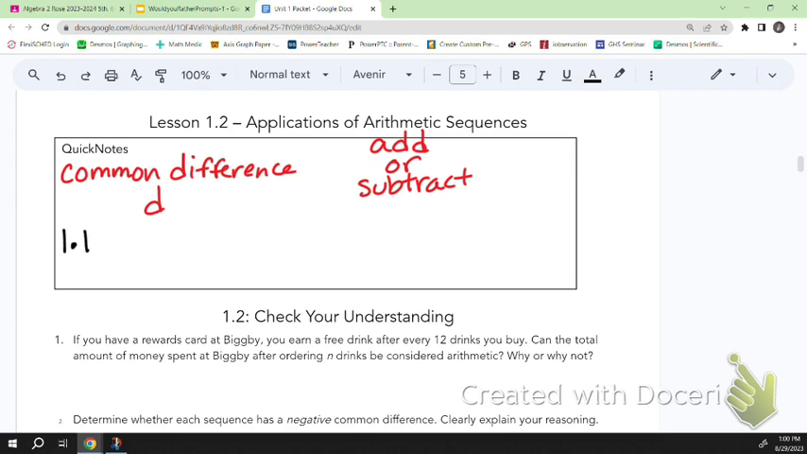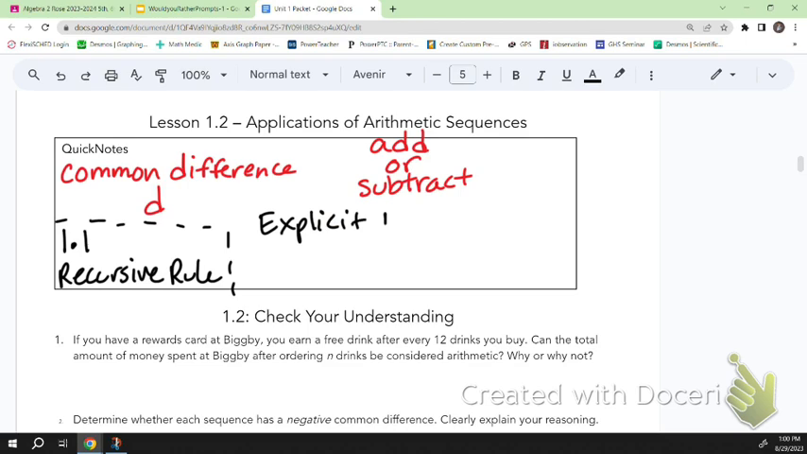In lesson 1.1, we talked about a recursive rule or equation. Today, we're going to talk about an explicit equation or rule. So we've already written recursive rules for arithmetic sequences. Today, we're going to add an explicit rule.